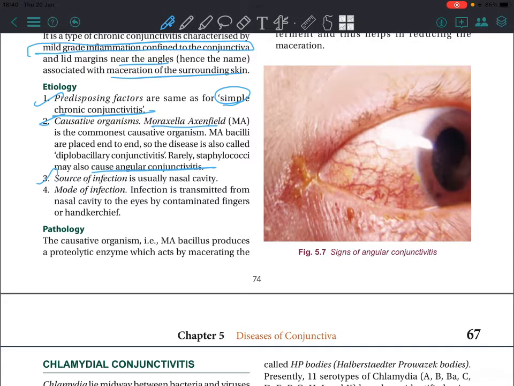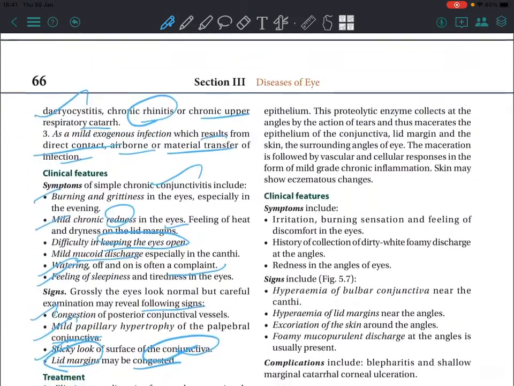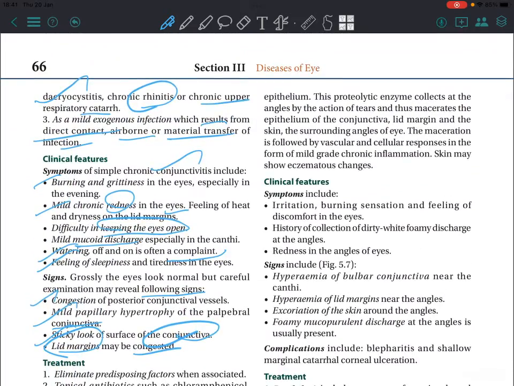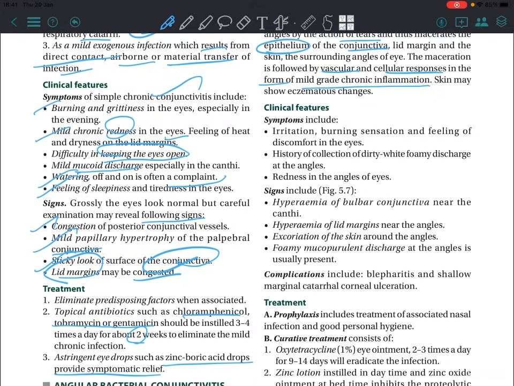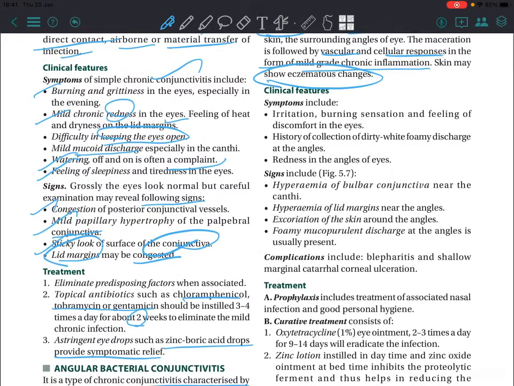Source of infection: usually nasal cavity. Mode of infection: infection transmitted from nasal cavity to eyes by contaminated fingers or handkerchief. Pathology: the causative organism, that is Bacillus, produces a proteolytic enzyme which acts by macerating the epithelium. This proteolytic enzyme collects at angles by action of tears and thus macerates the epithelium of conjunctiva, lid margin and skin surrounding angles of eye. The maceration is followed by vascular cellular responses in form of mild grade chronic inflammation. Skin may show eczematous changes.